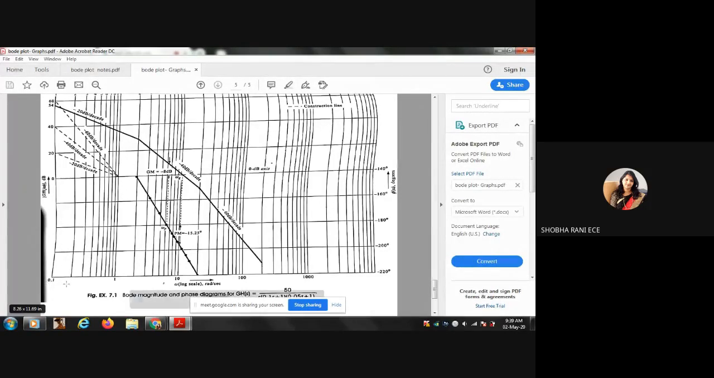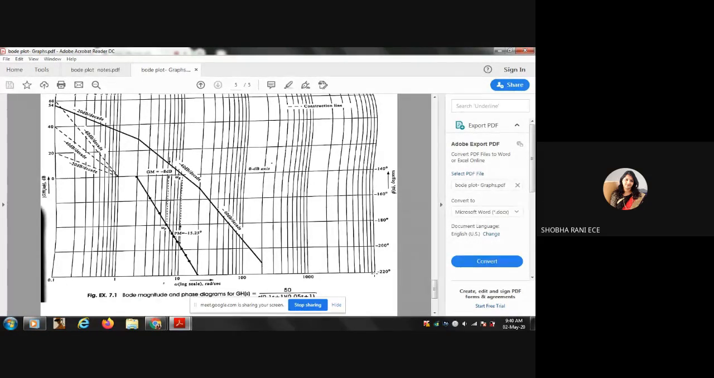So if this is 0.1, this line, just see the cursor here, this line will be 0.2, this will be 0.3, 0.4, 0.5, 0.6, 0.7, 0.8, 0.9, and this will become 1. So if this is 1, then this is 2, 3, 4, 5, 6, 7, 8, 9, and 10. The next one will be 20, 30, 40 till 100, then 200, 300 up to 1000, 2000, 3000, 4000 up to 10,000. So this is how you prepare the x-axis.